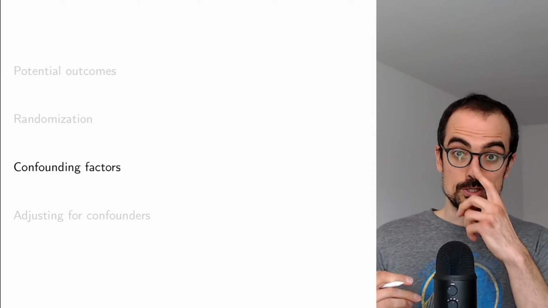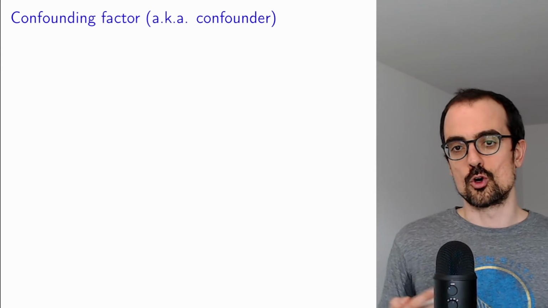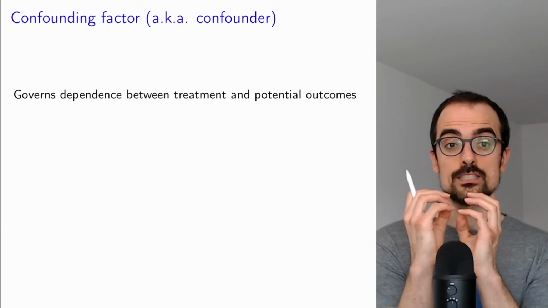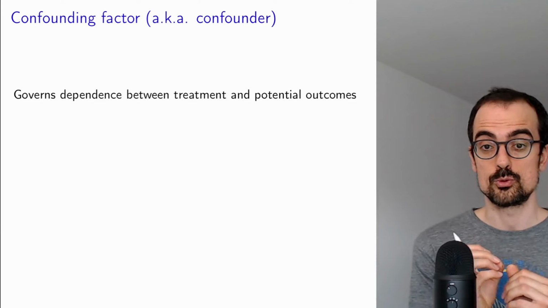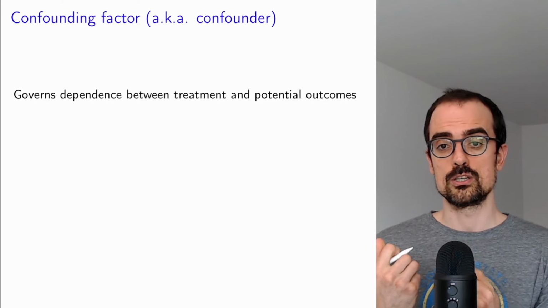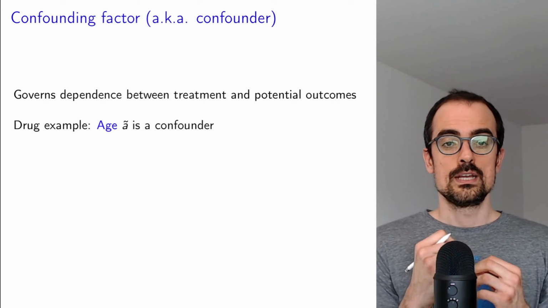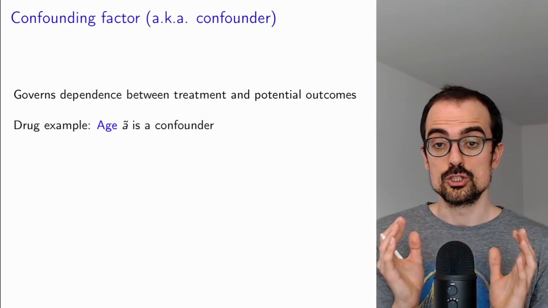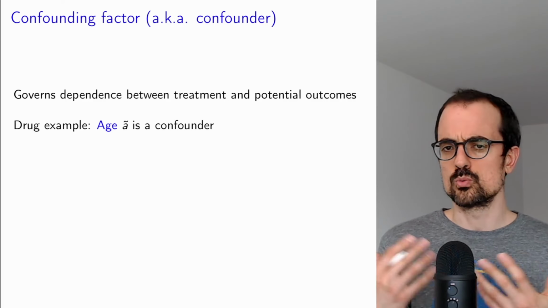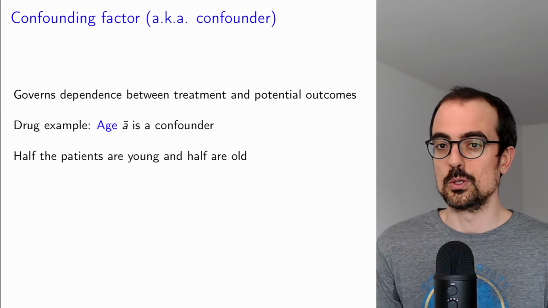Perfect. So now we're going to talk about confounding factors. A confounding factor or confounder is a variable that governs the dependence between the treatment and the potential outcomes. We have seen that this dependence is problematic because it's the one that distorts the effects observed from the data. In our drug example, age could be a confounder because sometimes old people don't want to take medicines. So maybe we're treating younger people more than old people.